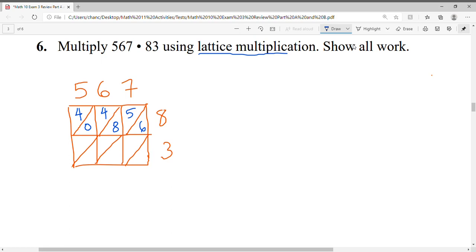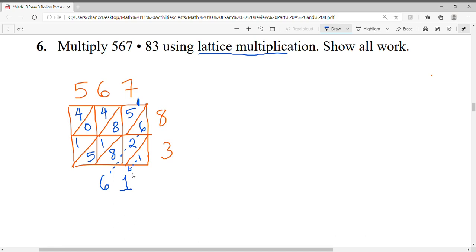Then we'll do 5 times 3, that's 15. 6 times 3, that's 18. 7 times 3, that's 21. This becomes a 1 down here. 6 plus 2 plus 8 is 16. We'll put a 6 and we'll carry that 1 over.